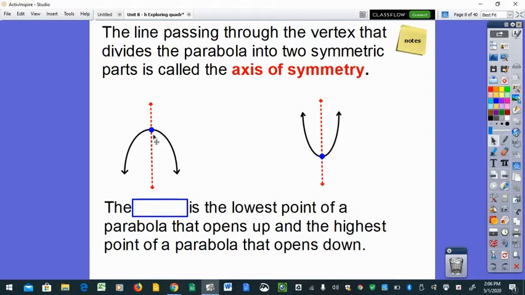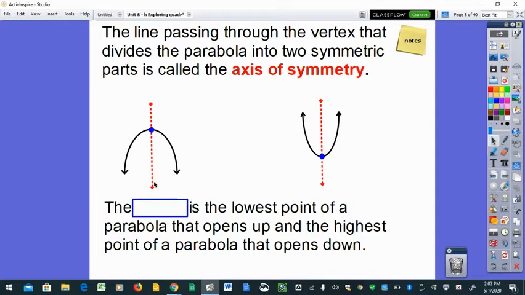So this axis of symmetry, you could fold the parabola on itself and it would land perfectly on itself. Same thing over here. Now the axis of symmetry is going to have something to do with this vertex point, but let's just remember that look, it is a vertical line.